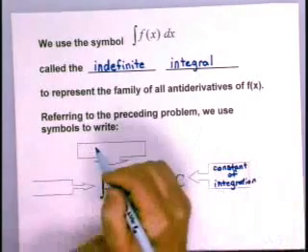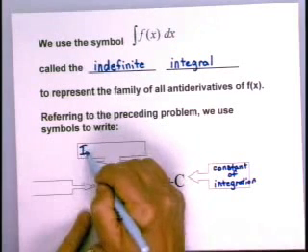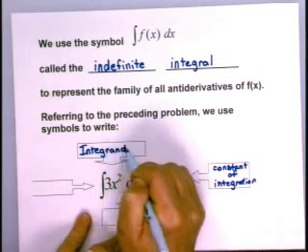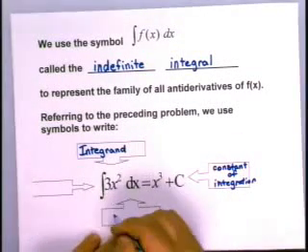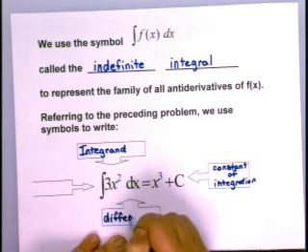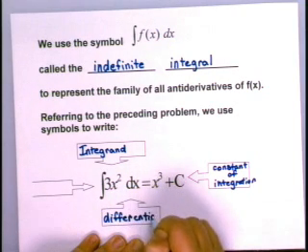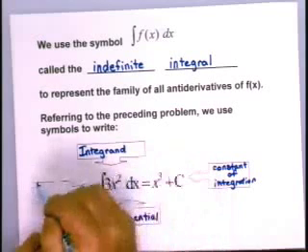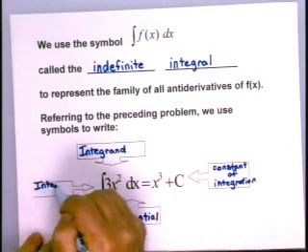3x squared, the function that we were working with, is referred to as the integrand, the function in which you are integrating. Dx denotes the variable of integration, and it's referred to as a differential. And this symbol, the elongated S, is referred to as the integral sign.